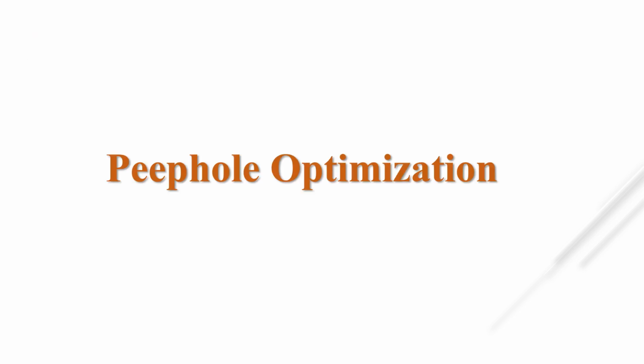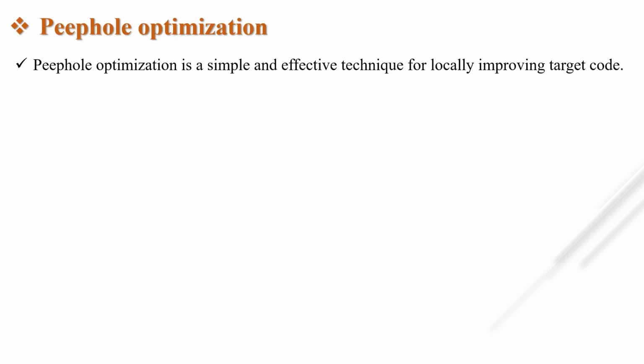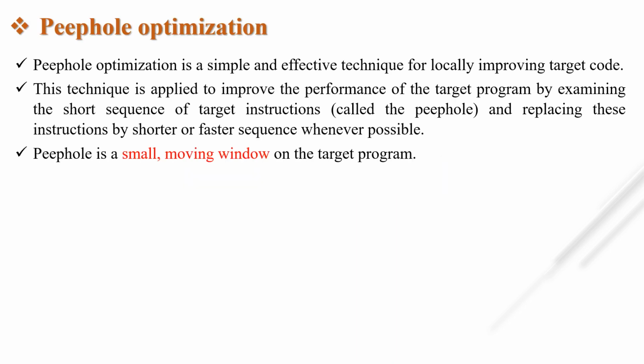Next and most important topic is Peephole optimization. So Peephole optimization is a simple and effective technique for locally improving the target code. This technique is applied to improve the performance of the target program by examining the short sequence of target instructions called Peephole and replacing this instruction by the shorter or faster sequence whenever it is possible. So Peephole is a small moving window on the target program.